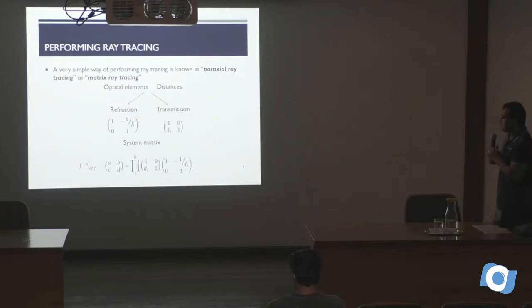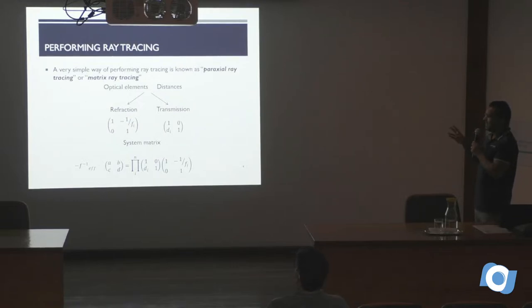Okay, so the idea behind ray tracing is very simple. We have two methodologies to calculate this resulting optical path. One of them is called paraxial ray tracing or matrix ray tracing, okay? This was before what I'm going to tell you. It's like a generalization of this, what I will describe later. So paraxial ray tracing treats optical elements as matrices.